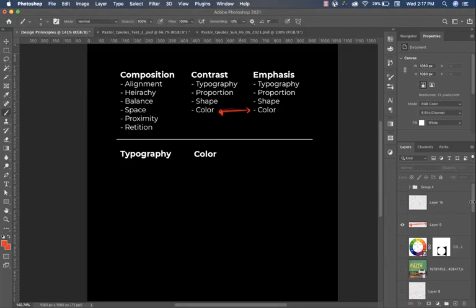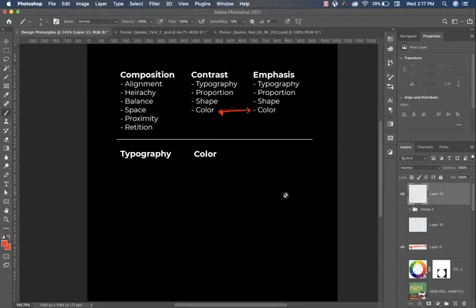Right. So we have come to the end of contrast and emphasis. I hope you guys understood what I was talking about. And I know in your forthcoming designs, you are going to apply all these things. So next, let's talk about composition.